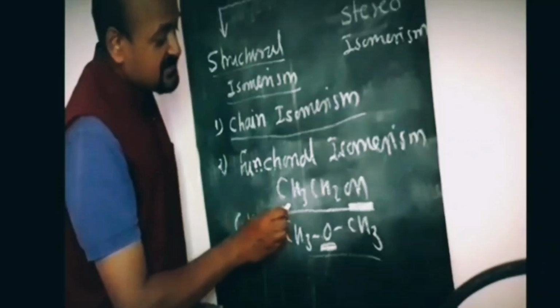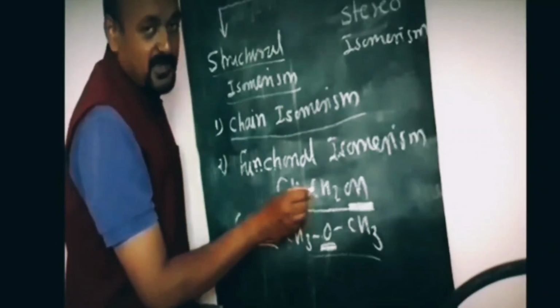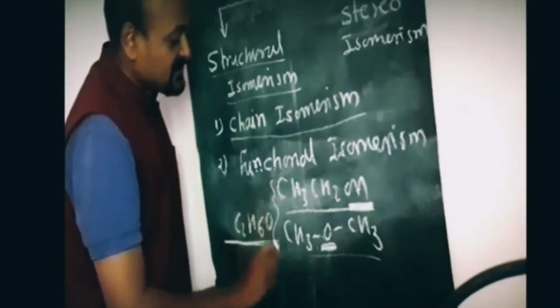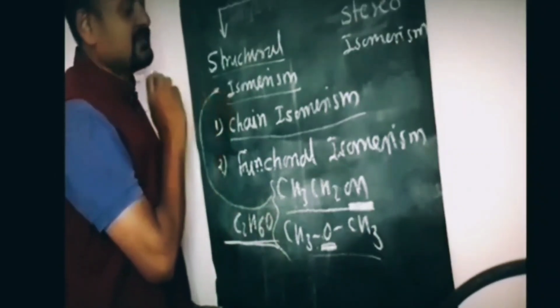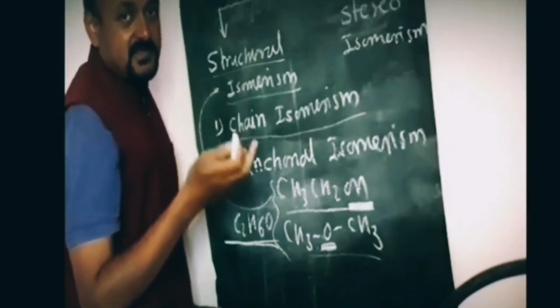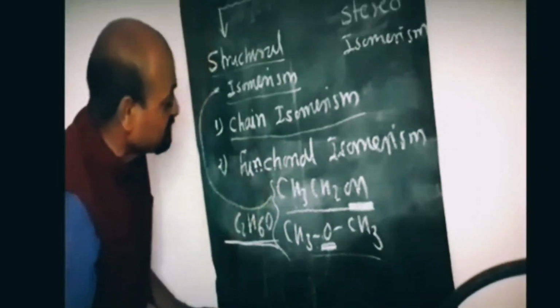Okay, now here you see structural formula. This compound having different structural formula than this one. That's why these examples are also included in the structural isomerism. Now let us take third type of structural isomerism.